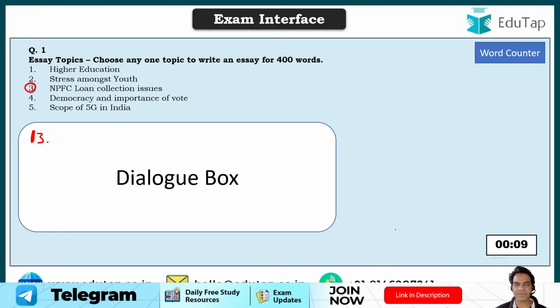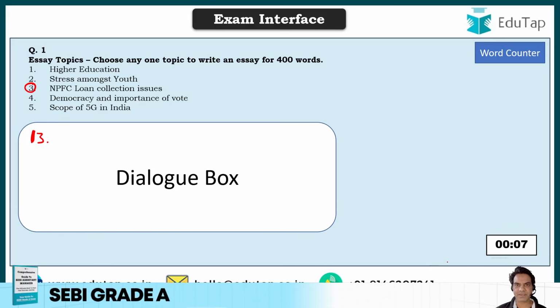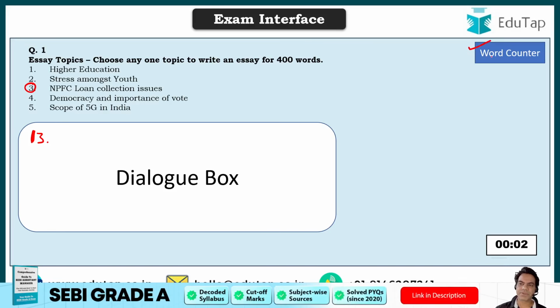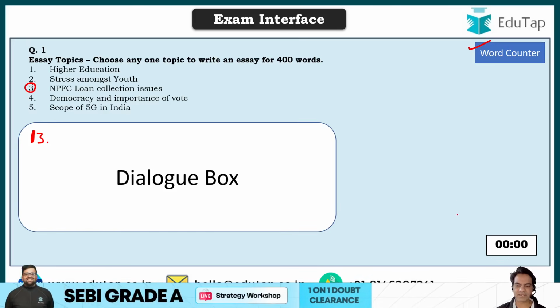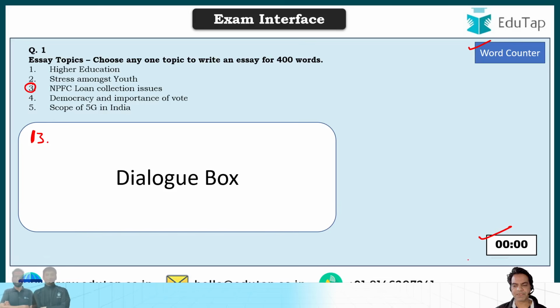Then when you are done with your essay, there will be a submit button here. You'll submit and move to the next question. There will be a word counter on the top which will tell you how many words have elapsed and how many words you can still write in the answer. And then there will be a timer on the bottom which will tell you how much time has elapsed up till now. Right, and when you submit, you move to the next question.